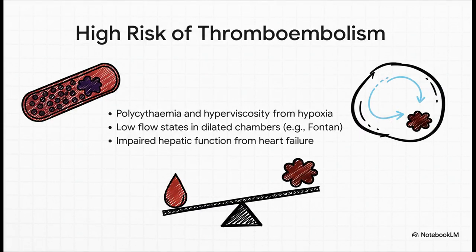And here's the really tricky part. At the exact same time they're at risk of bleeding, they're also at a huge risk of clotting. That chronic low oxygen makes their blood thick and sludgy. And in places where blood flow is slow, like in a giant atrium or a Fontan circuit, clots can easily form. So it's this incredibly difficult balancing act you have to manage.